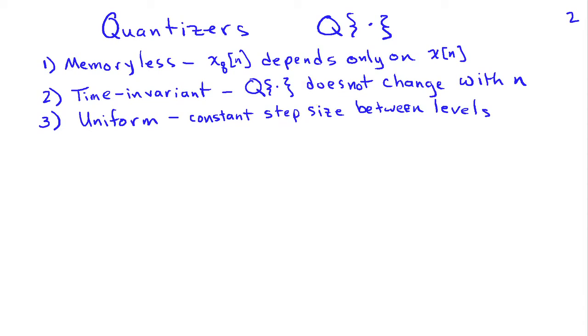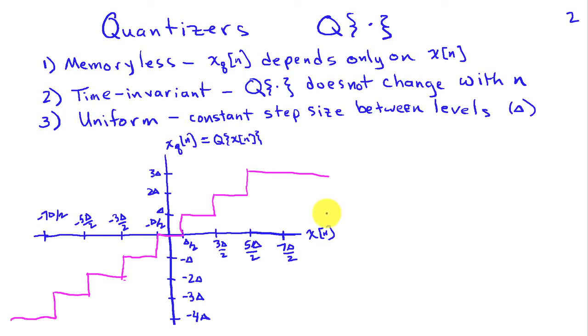It's the same at the first time instant as it is at the last time instant. And then thirdly, quantizers are generally uniform. And that means that there's a constant step size between the levels, and we'll explain that in a little more detail here. So what I'm going to do is sketch out the quantization function Q as an example. It might look something like this. Here I've assumed that the step size, or the size between levels, is delta. So my input x of n can lie anywhere on the horizontal axis.